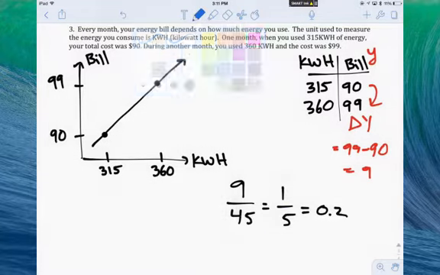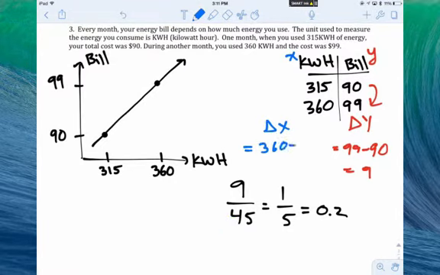Our change in kilowatt hours was 360 minus 315, so we used 45 more kilowatt hours in this other month. If a positive 45 change in the number of kilowatt hours you used resulted in a $9 increase in the bill, this ratio will reduce to 5 kilowatt hours costs $1. So of course, 1 kilowatt hour costs a fifth of a dollar, or 20 cents.